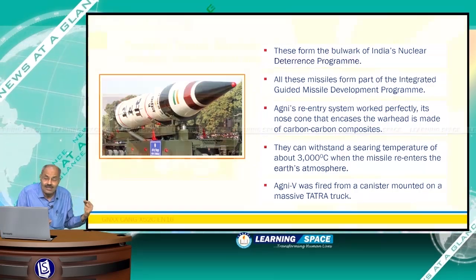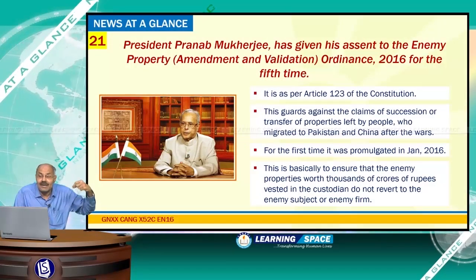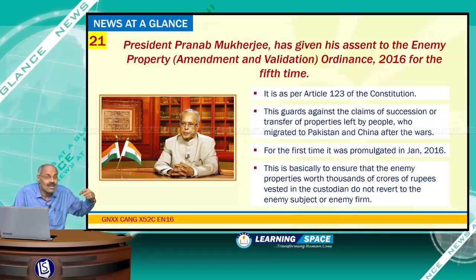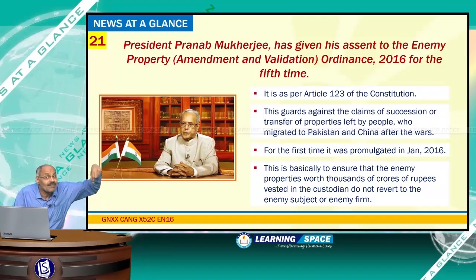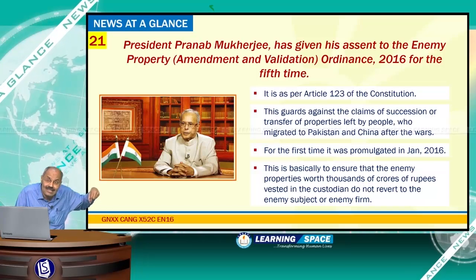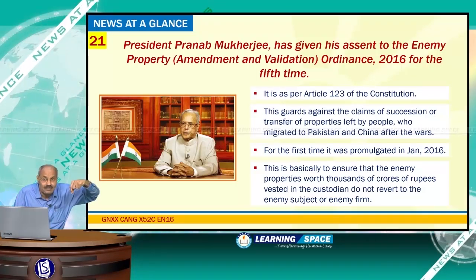These things, don't forget. The next one is President Pranab Mukherjee has given his assent to the Enemy Property Amendment and Validation Ordinance 2016 for the 5th time.